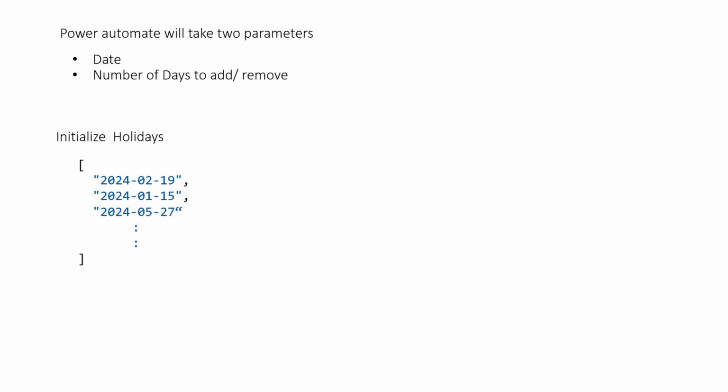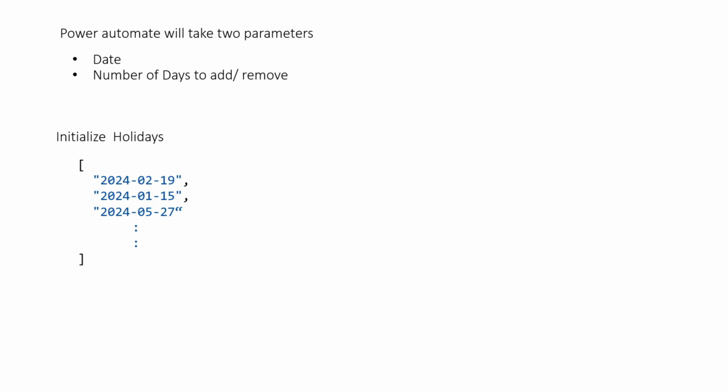Once I have these two parameters, I am going to initialize an array of dates called holidays. This holiday array is going to contain the list of holidays which I want to exclude from my target date calculation.